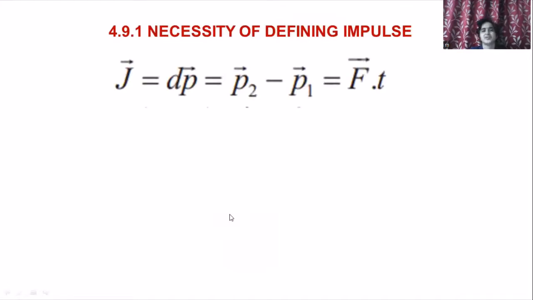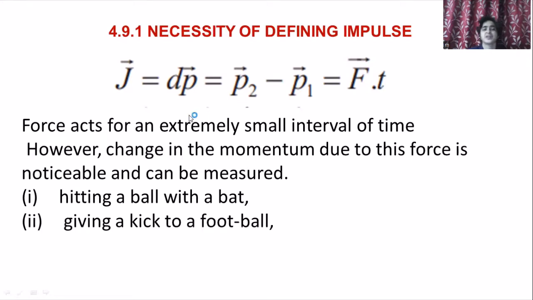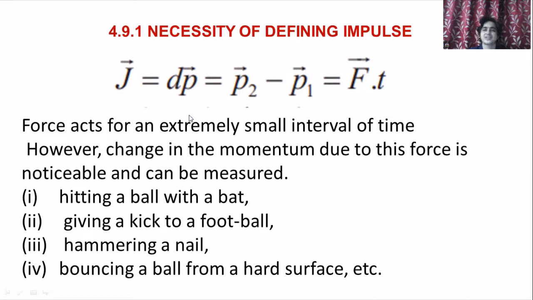Why do we define impulse of a force actually? J is equal to dp is equal to p2 minus p1 is equal to force into time. Sometimes force acts for an extremely small interval of time. If t is very small, it is not measurable, but change in momentum is noticeable and can be measured. Such situations are hitting of a ball with a bat, giving a kick to a football, hammering a nail, bouncing a ball from a hard surface. In this case, the time for which the force acts is very small.